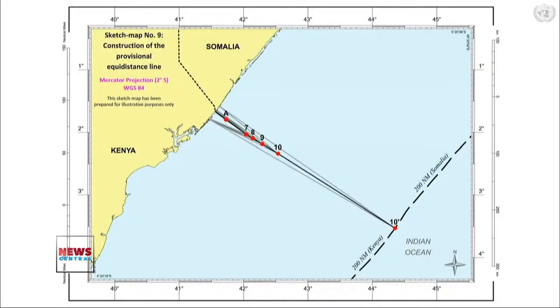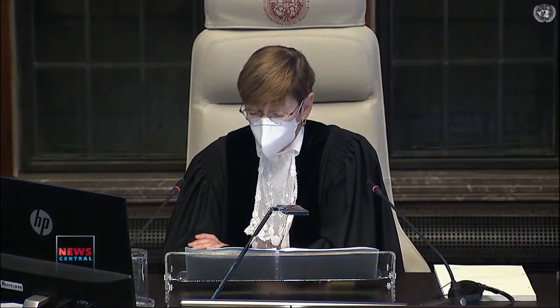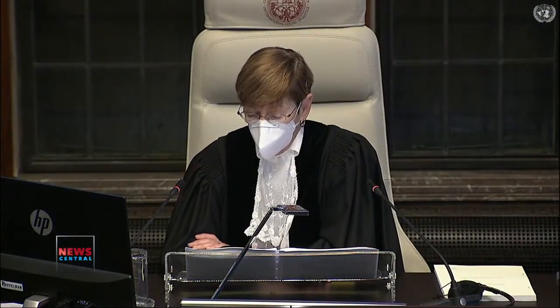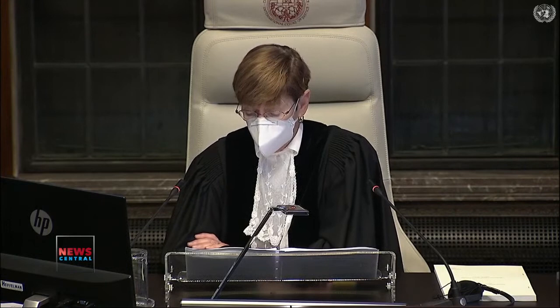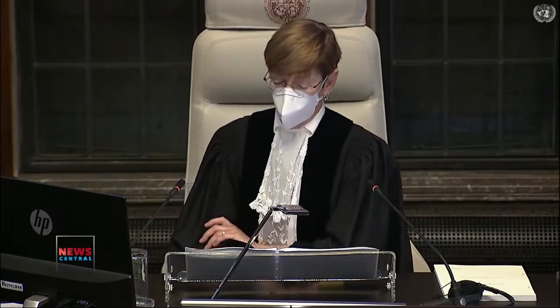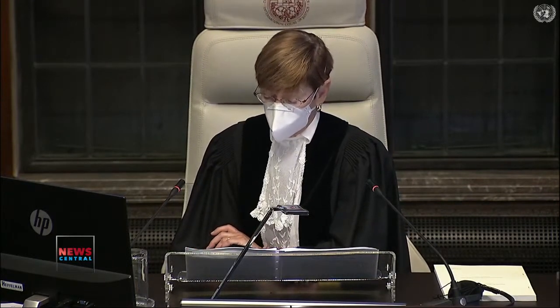The Court next considers whether there are factors requiring the adjustment or shifting of the provisional equidistance line in order to achieve an equitable solution. The Court recalls that Kenya perceives the provisional equidistance line as inequitable, while Somalia does not see any plausible reason for adjusting the line and believes that it would constitute an equitable boundary. The Court notes that Kenya, by invoking various factors which it considers as constituting relevant circumstances in the context of this case, has consistently sought a maritime boundary that would follow the parallel of latitude.